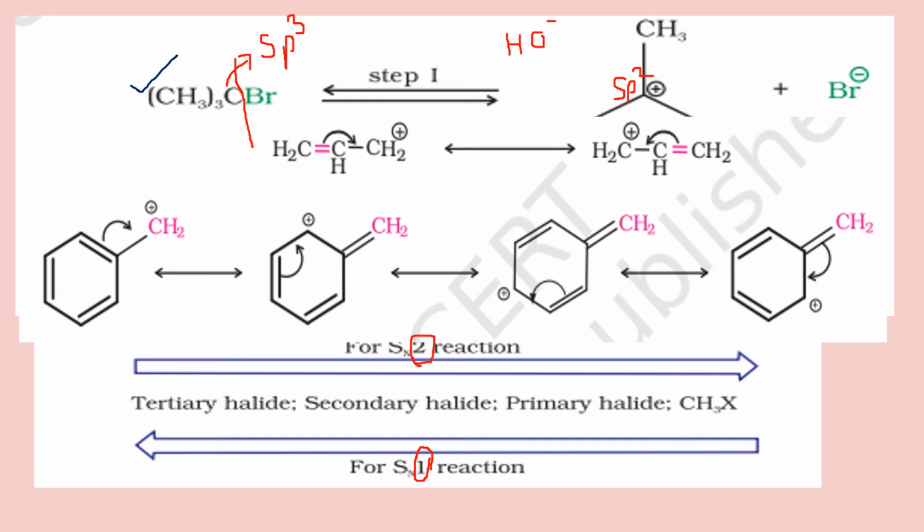Now it has equal probability that it can attack from, I'll just show you, this side, imagine in 3 dimensions, or it can attack from exactly opposite side. Equal probability, 50-50% chances, because there is nothing to hinder it now. As in the previous case, the halide was already there, so the nucleophile had to come from 180-degree opposite side. Here it can attack from any side.